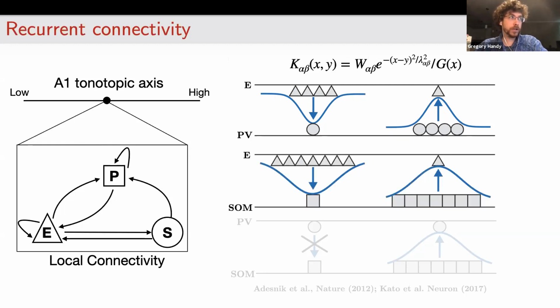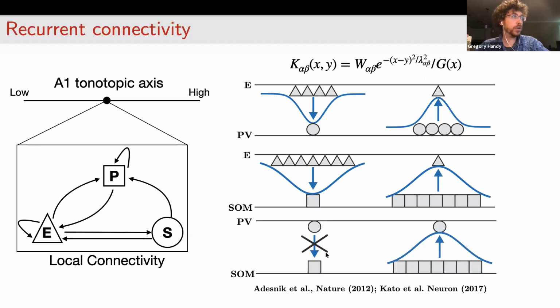And the big difference to note is that if you look at the projections into SOM and projecting out of SOM, it is much broader. Basically, we have a much broader range of SOM projecting and receiving input from. And this goes not just for E connections, there's no PV to SOM, but from SOM to PV, again, this very broad connection. And we think that's a very key feature of this model.